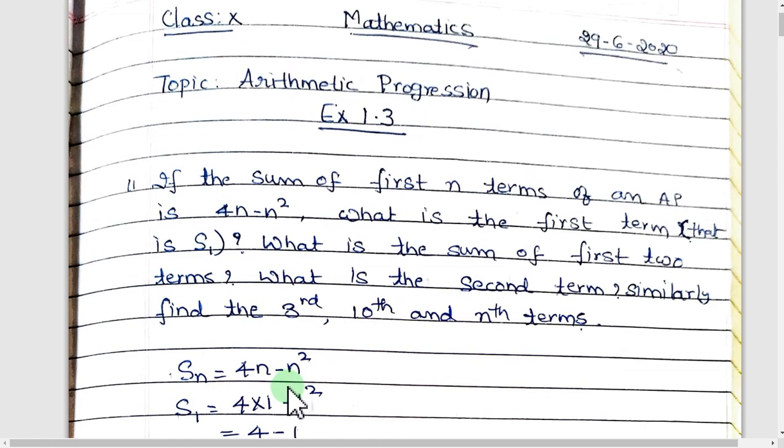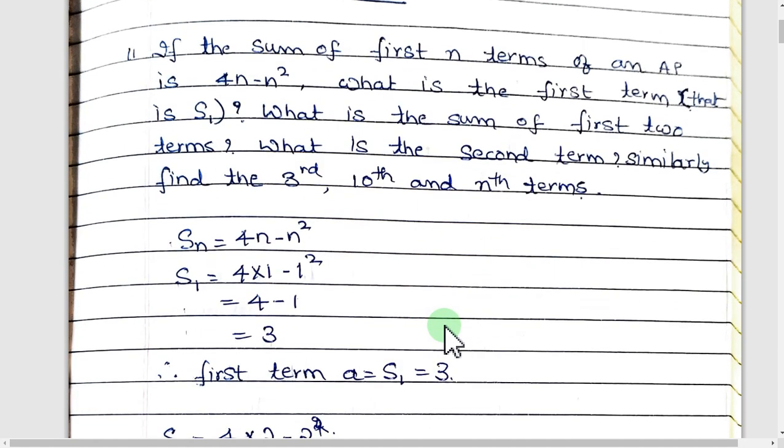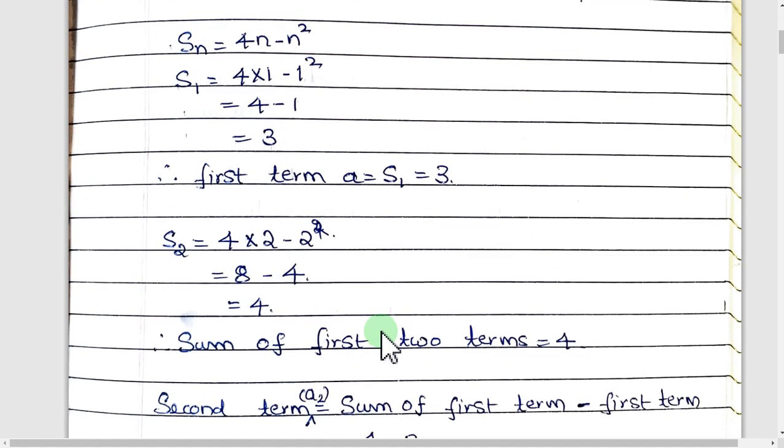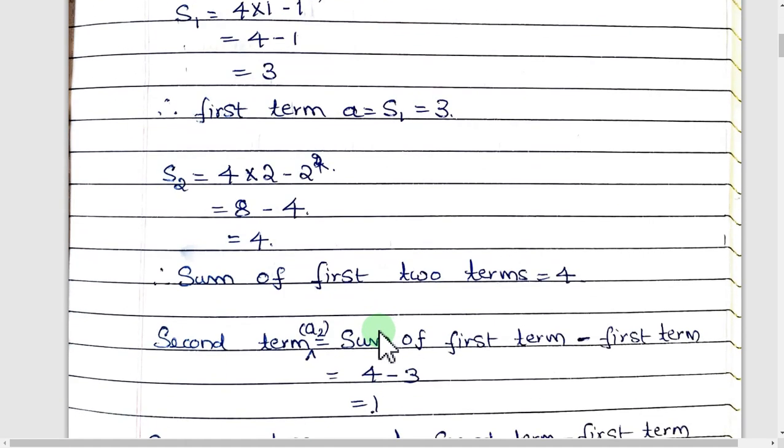Next question is, what is the second term? This is the sum, but here it is asking the second term. What is the second term? The second term is the value in the second place in the AP. So to find the second term, we know now the sum up to first two terms and the sum up to the first term. If you subtract the sum up to the first term from the sum up to two terms, what will remain?